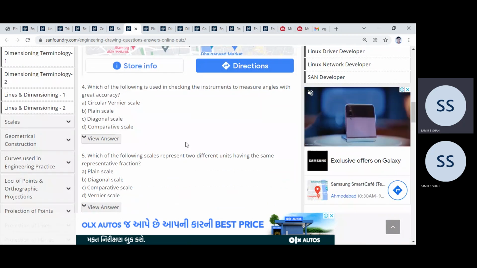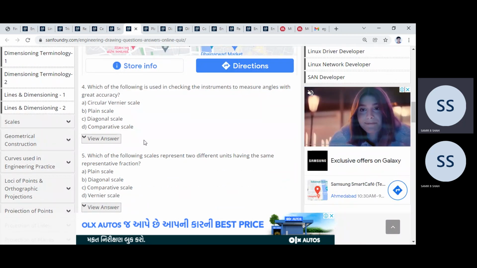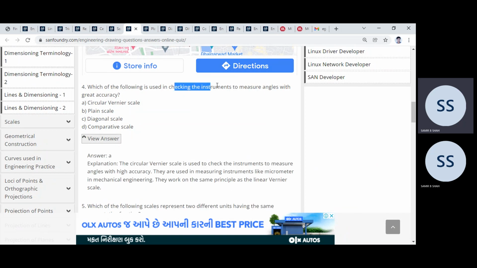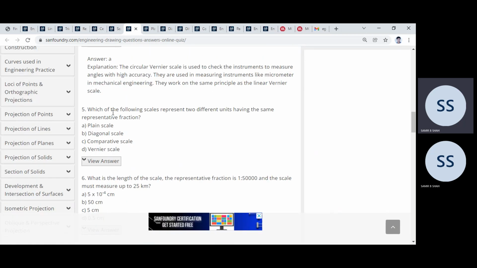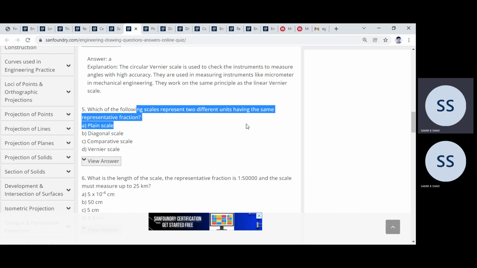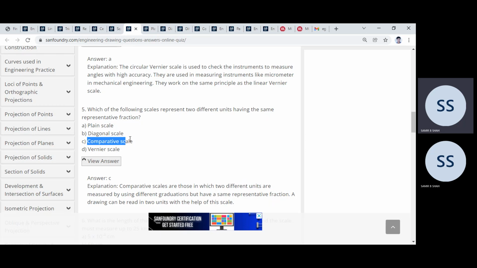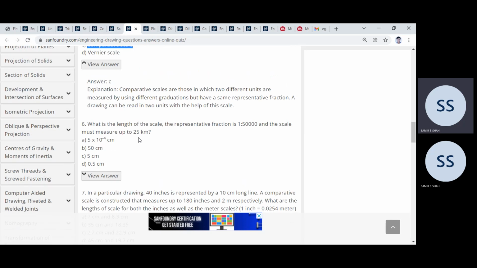Which of the following is used in checking the instrument to measure angle with great accuracy? If we have to measure an angle of an instrument, at that time we prefer to use the circular vernier scale. Okay, which of the following scale represents two different units having the same RF factor? Okay, RF fraction, which ones are the same? That we consider a comparative scale.